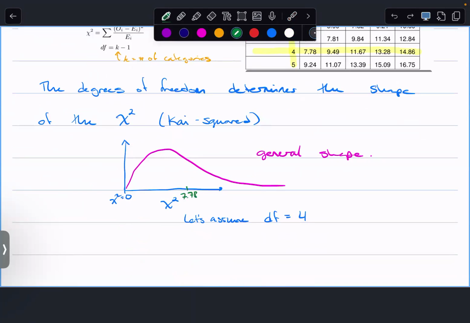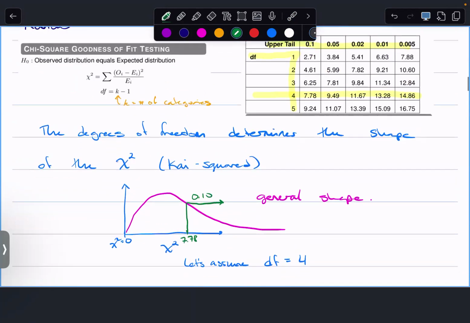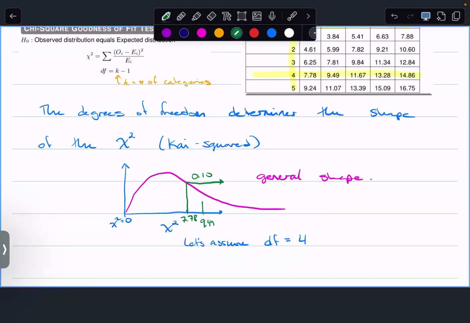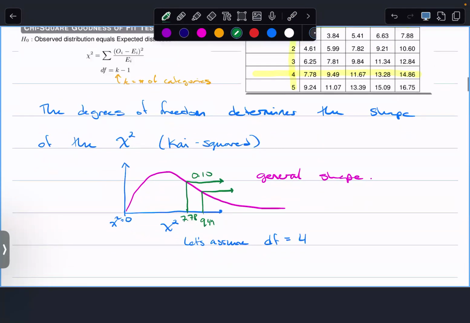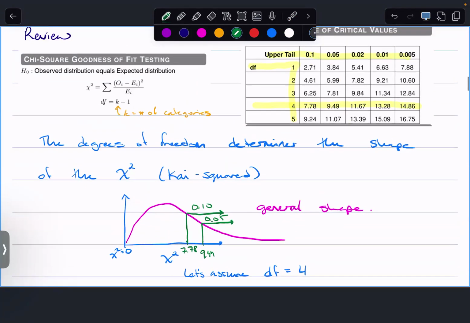Okay? So here I am at 7.78. The table tells me I have 0.1. I'll throw a 0 on there for good measure. 0.1 in the tail. I can move out to 9.49. Of course, it behaves the same. As I move out further into the tails, I get less and less area underneath the curve, right? And so the behavior is the same. And so here, let's do 9.49. This area is 0.05. And you can find more elaborate tables with more breaking points, but I find that this one is sufficient. Just a rough idea.